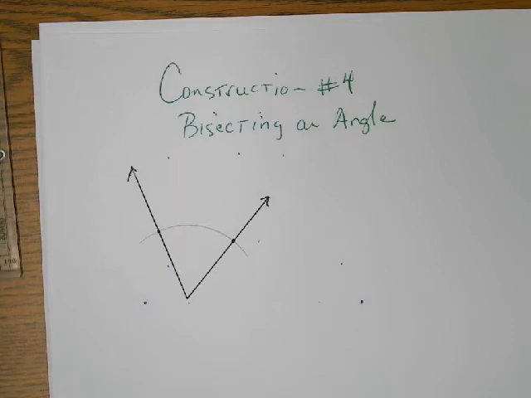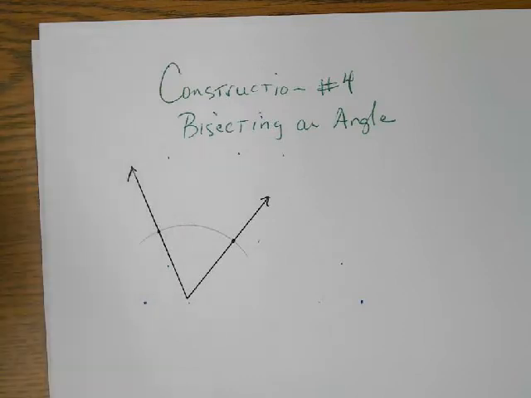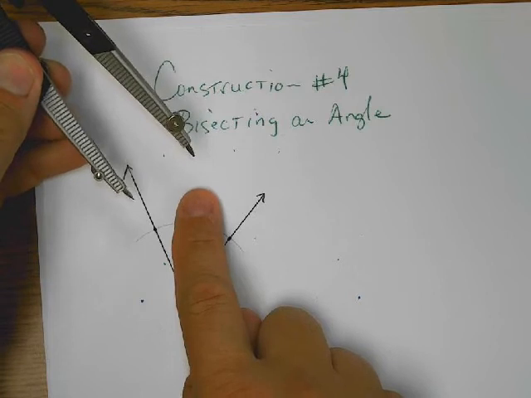Now, once you have that arc, I want you to look up on the screen. Don't be trying to do the same thing I'm doing. I want you to watch first, and then I'll give you time to do it. Your width of your compass can be any width, but my end result is I want a point of intersection out here in the middle somewhere.